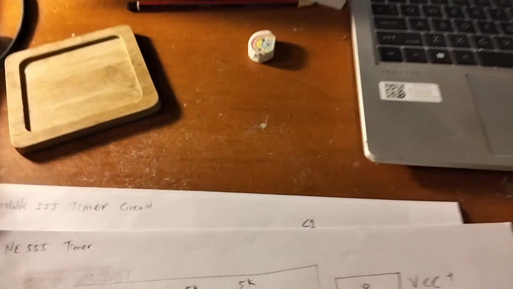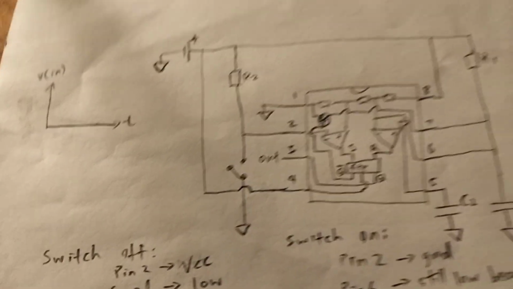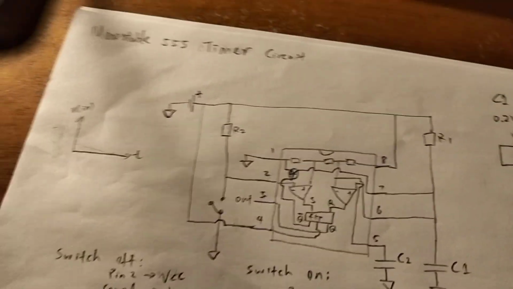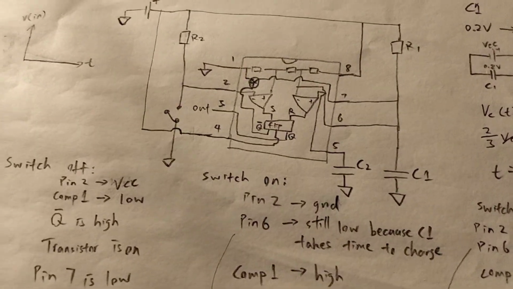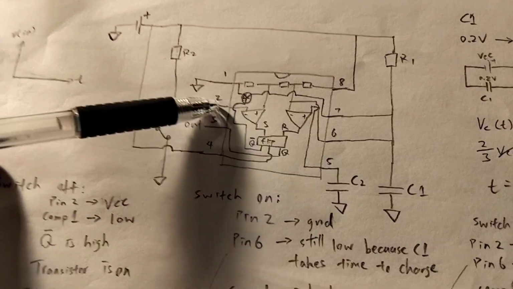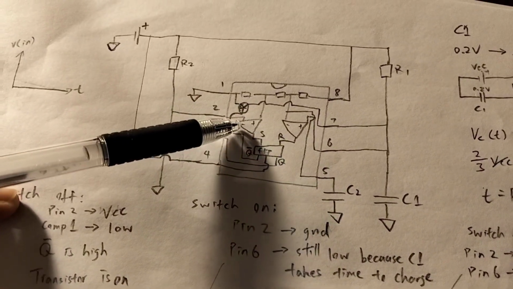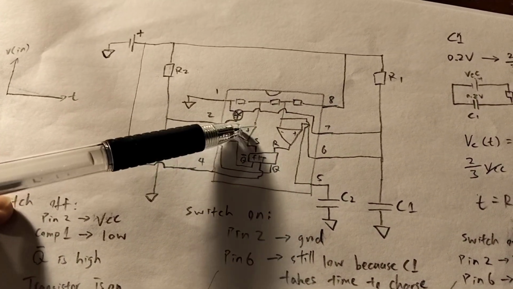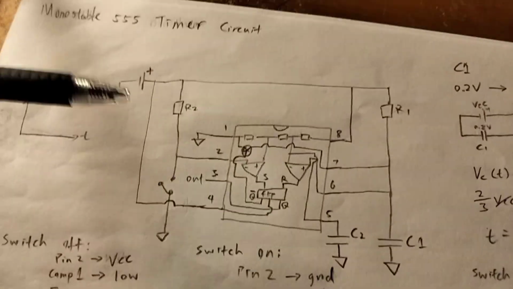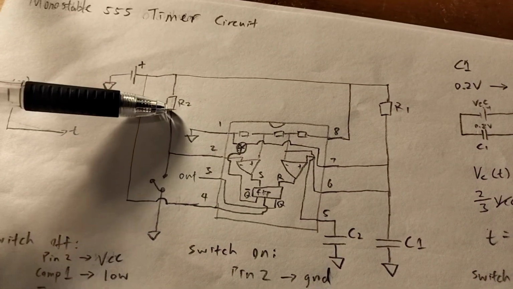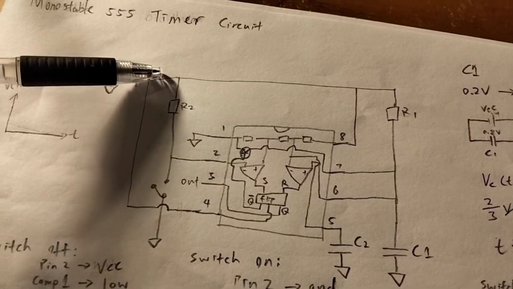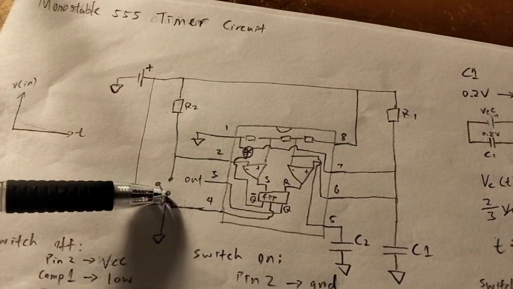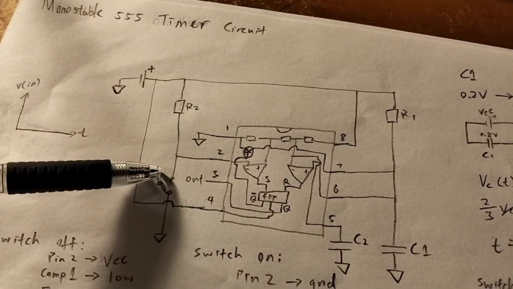So let's look at the actual timer circuit and what's going on. It looks a bit confusing at first, but it's actually really simple. So this pin 2, which is the non-inverting input of the first comparator, is connected via a resistor, and this resistor is typically very large, to the VCC. And this is the switch, so it's by default off.